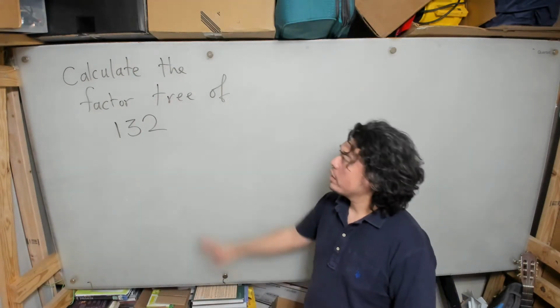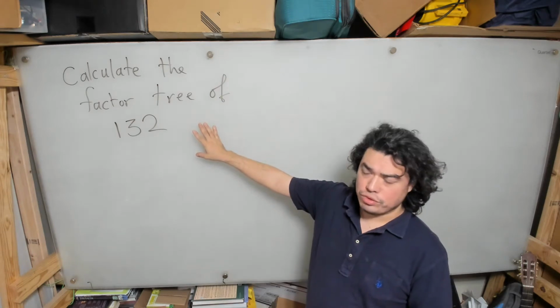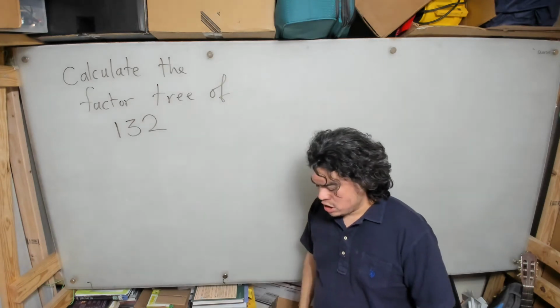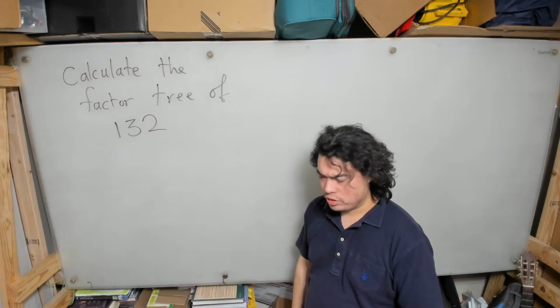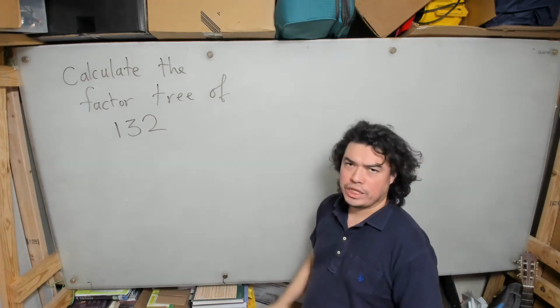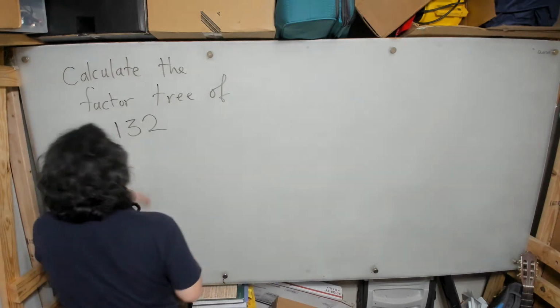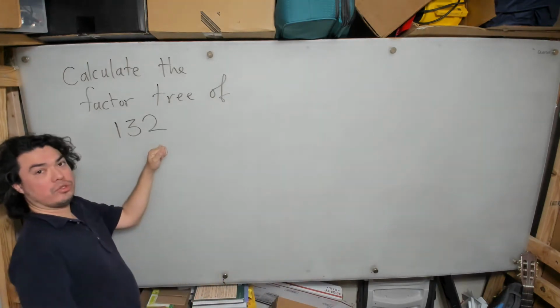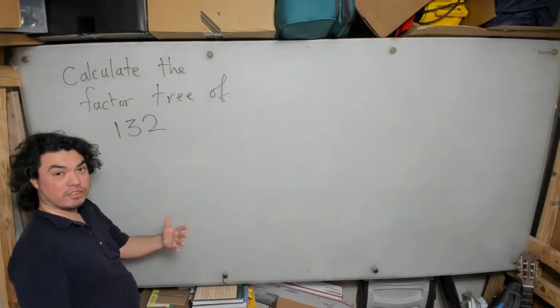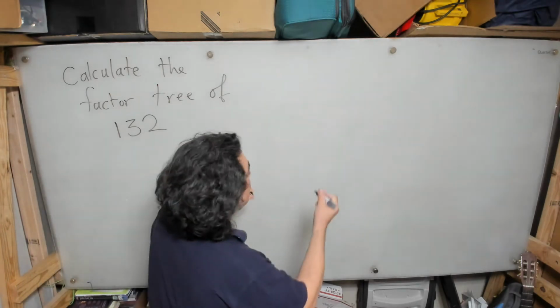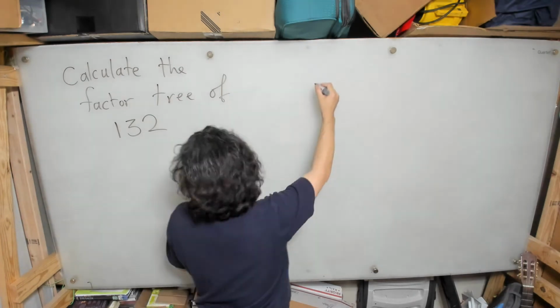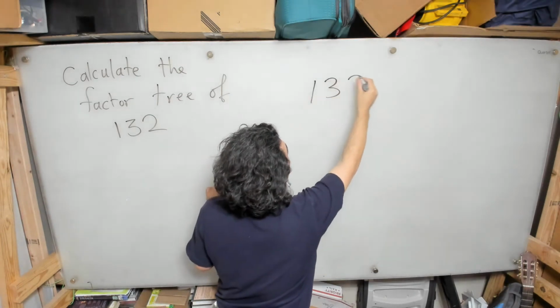Hello again. Now we're going to calculate the factor tree of 132. So let's begin. The first thing that we're going to notice is that this has a 2 at the end. That means that its last digit is an even number, so we know it's going to be divisible by 2. Let's begin by writing our 132 at the top of our tree.